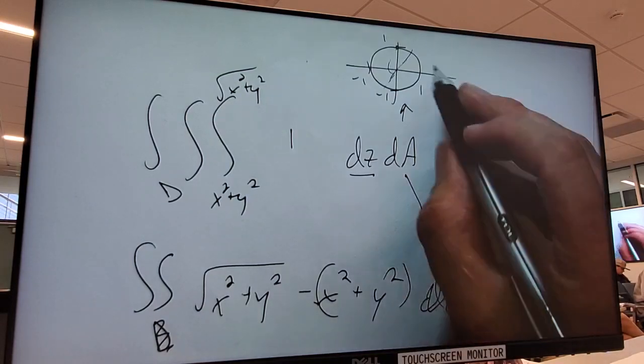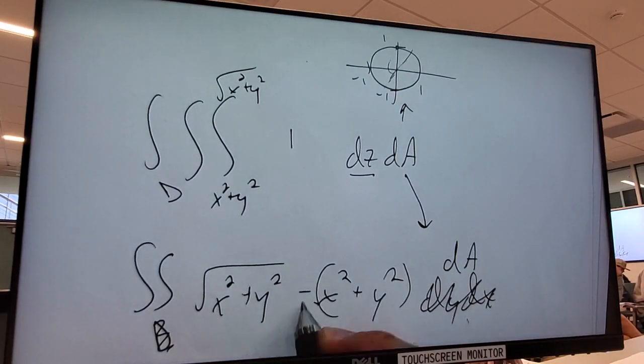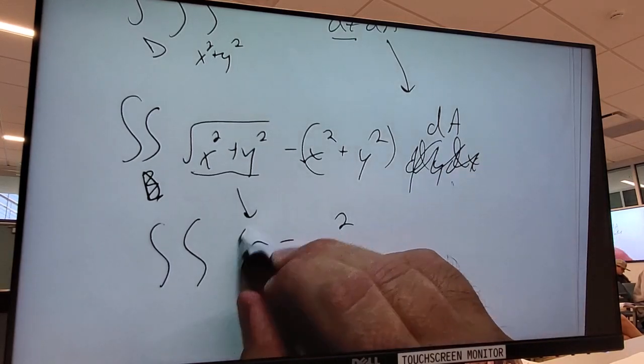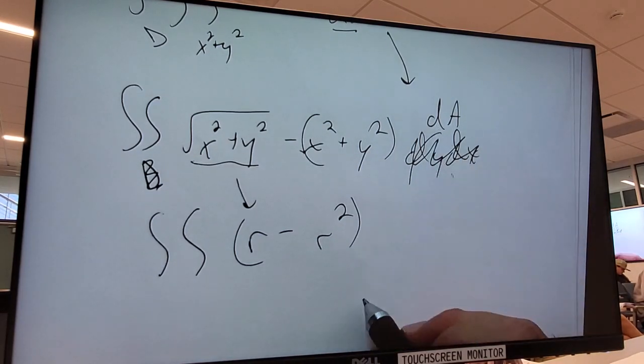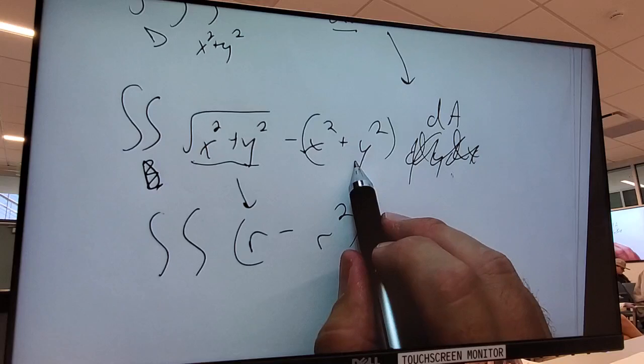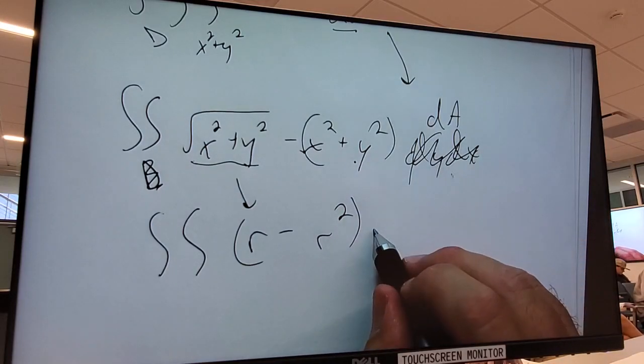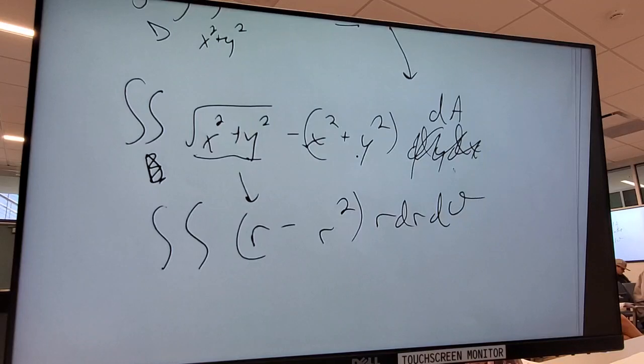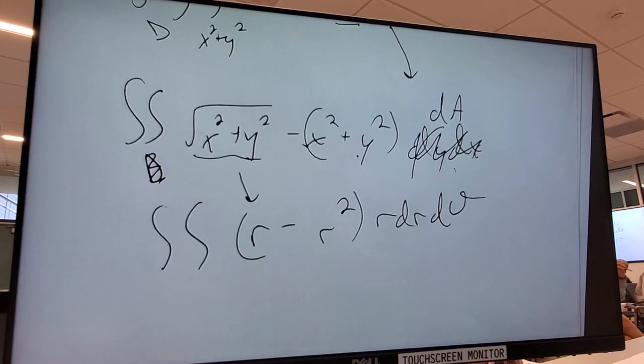So if I change this to polar, what does the inside become? Yep. R minus r squared. Right. What's dA? r dr d theta. There you go. You don't have to say it like a pirate, but if you don't, you don't make sense to me. And now it's easy.